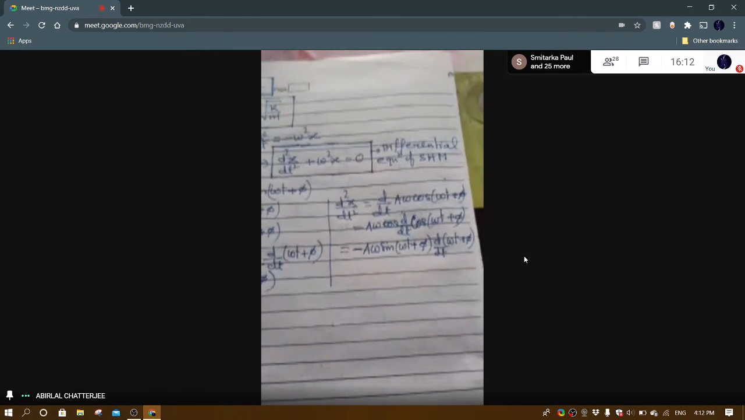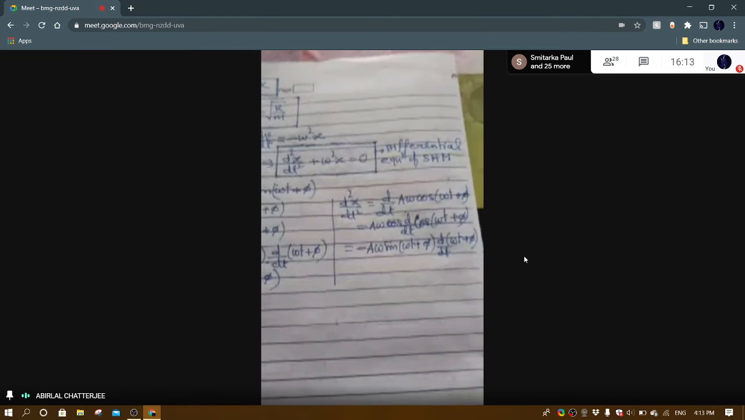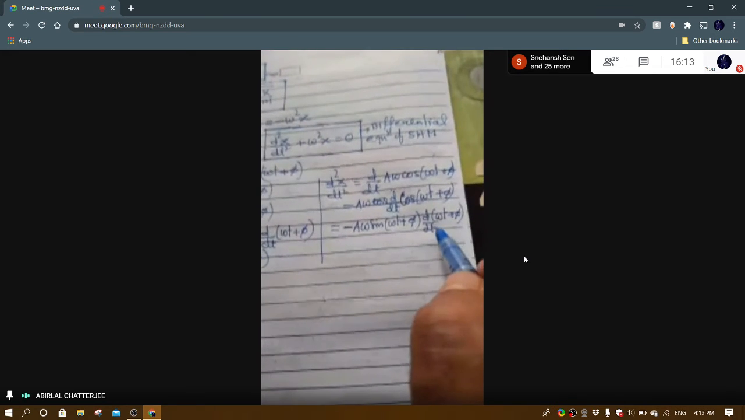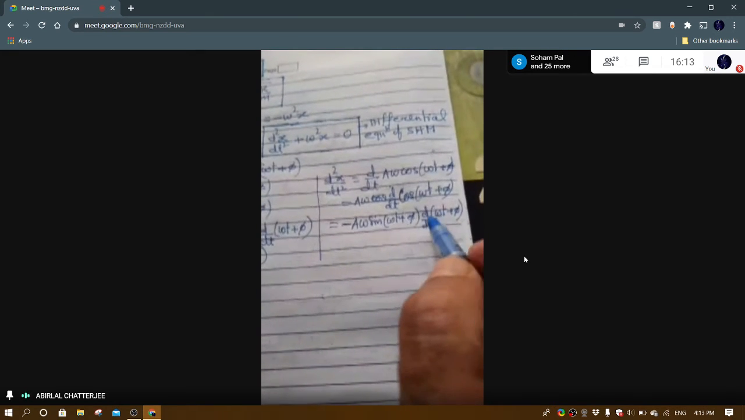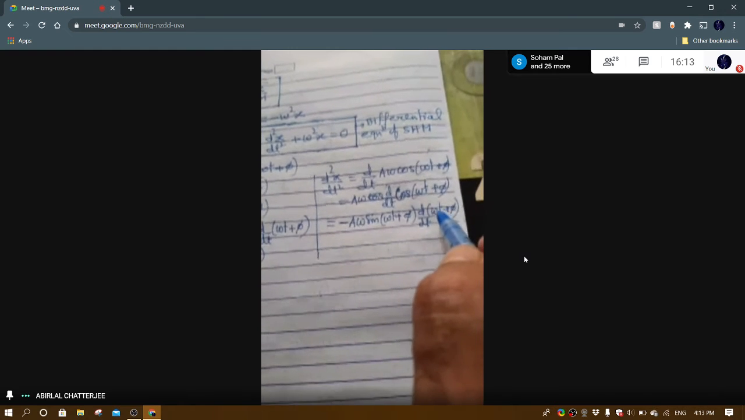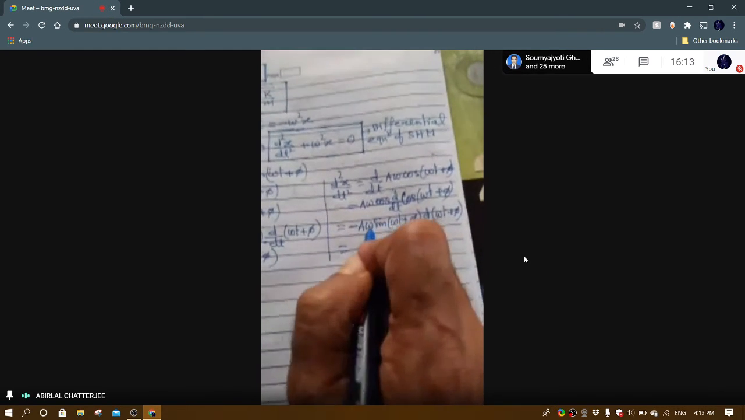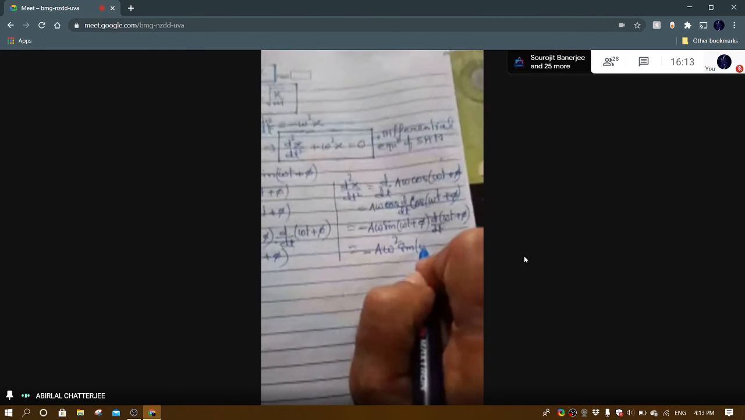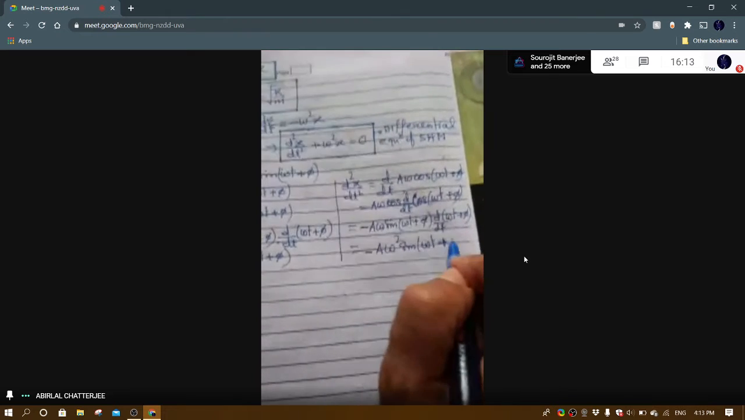There is no other alternative method actually over here. Now d/dt of omega t plus phi, that means d/dt of omega t means omega comes out, d/dt of t is 1, so omega. So that omega and this omega, what are we getting? Minus A omega square sin(omega t plus phi). Okay.